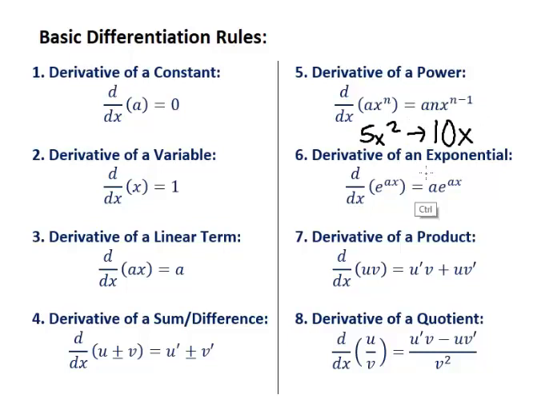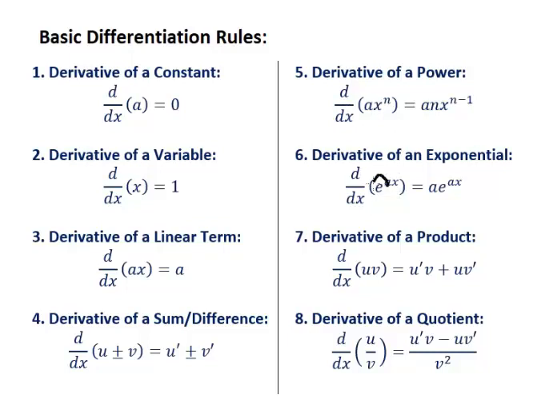Well, that's an invisible 1. If this 2 would have been 8, for example, then 5 times 8, 40x, and I subtract 1 from the 8, it will be 7. So that's the process to find the derivative of a power. Basically each one of these rules explains what to do in every single case. What will be the derivative of an exponential?